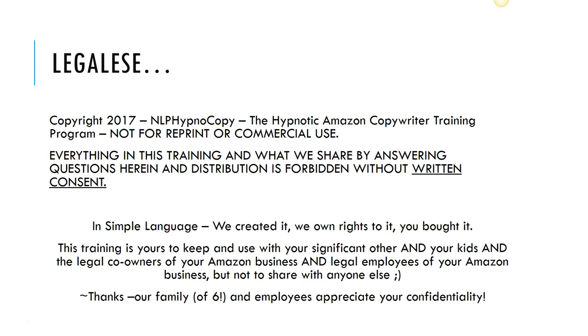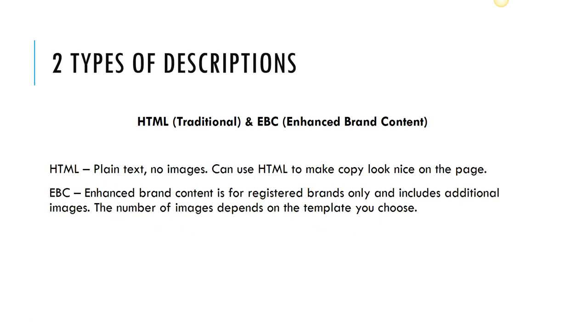Legalese, we've talked about this. I think you've got it by now. There are two types of descriptions. There's the HTML, the more traditional description, right? I'll show you what that looks like in a little while. Then there's the EBC, which is enhanced brand content. HTML is plain text. You can't have images in the description. You can use HTML, which is hypertext markup language. I just know it's HTML code.